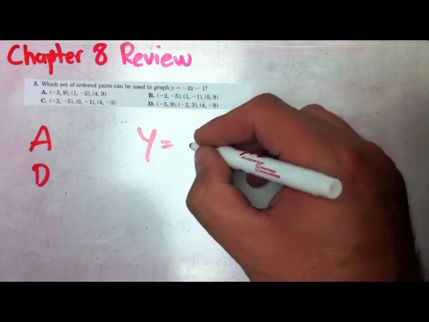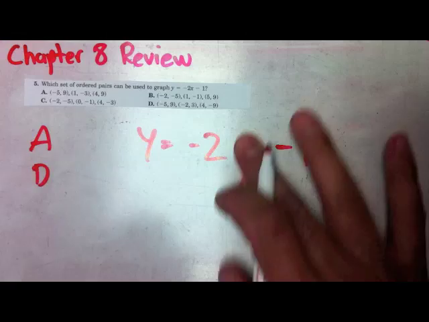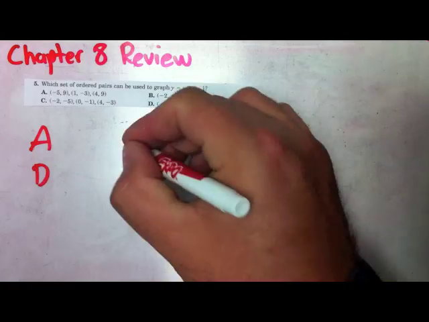Okay, so let's go ahead and do B and C now. I just erased the equation, and I shouldn't have. So it's negative 2x minus 1. Now, in B and C, x is negative 2, and y is negative 5.